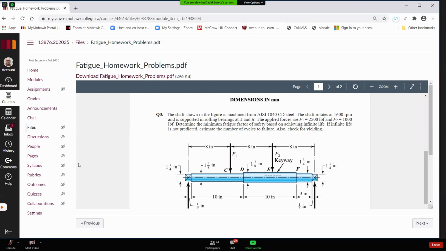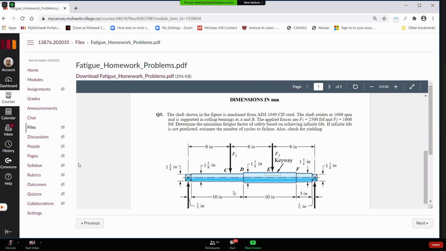The shaft shown is machined from 1040, right? It rotates at a certain RPM and is supported by the bearings at this position here and this position here, right? And you know that these two applied forces are 2,500 and 1,000. Determine a minimum fatigue factor of safety based on achieving infinite life.